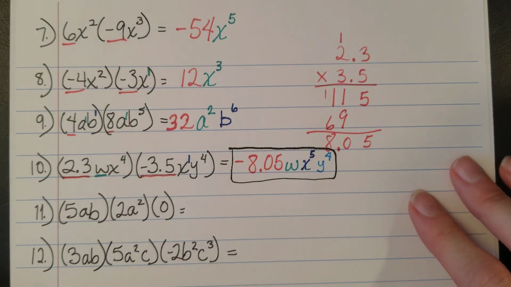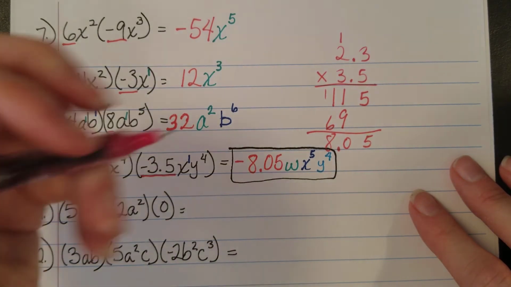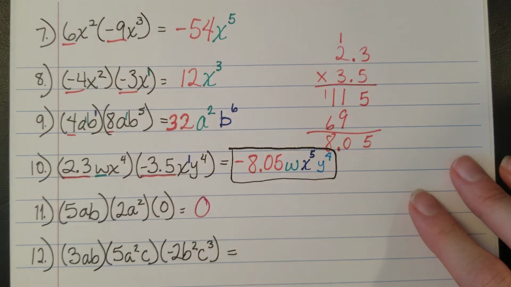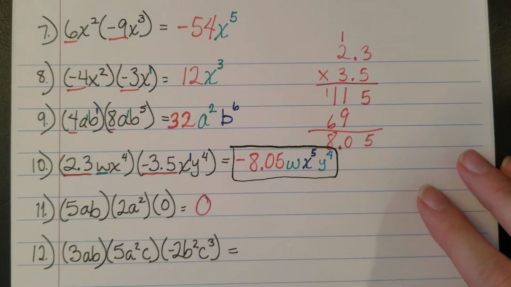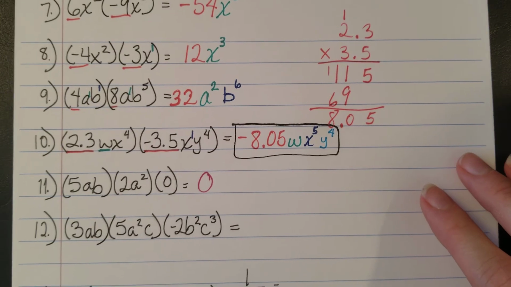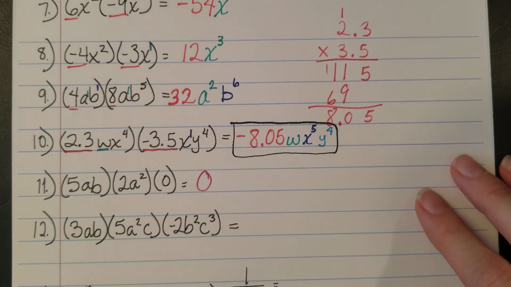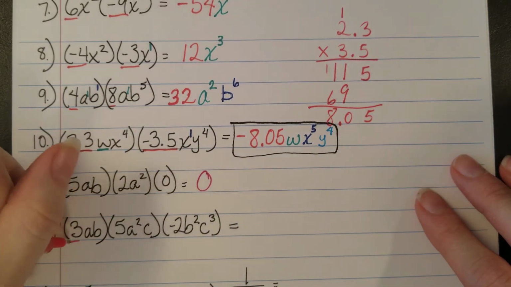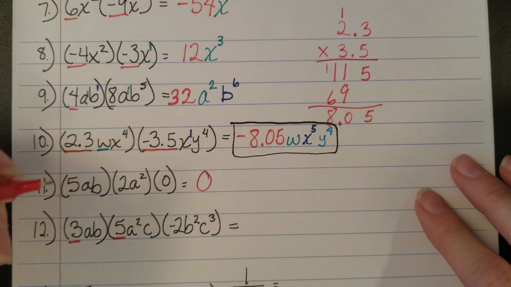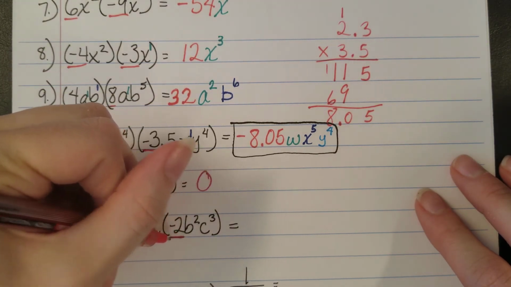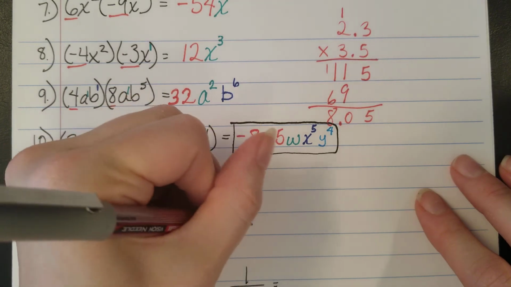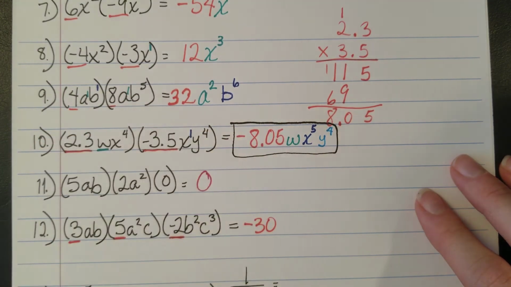All right, number 11, that's a little tricky one because everything's multiplied by 0 ultimately, so anything multiplied by 0 equals 0. All right, and then number 12, so 3 times 5 is 15. 15 times negative 2 would equal negative 30.